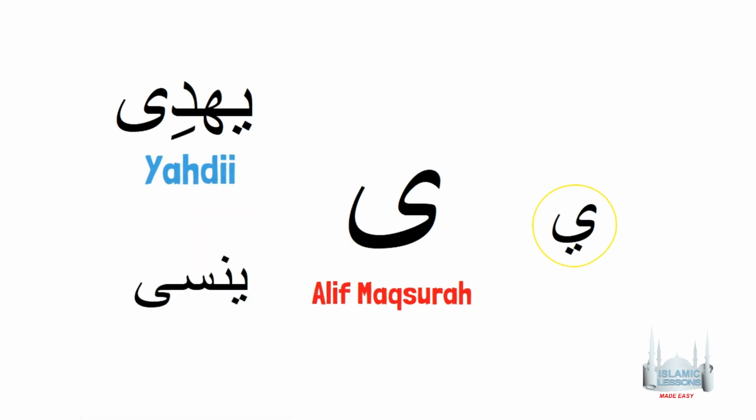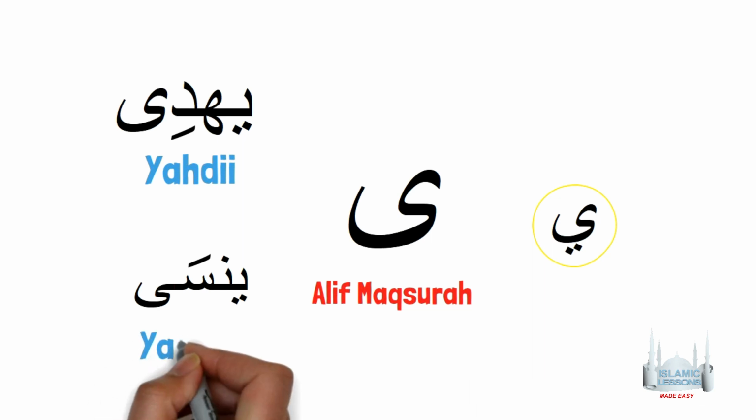But if in this example the letter before the shortened alif has a fatha, the ya is called the Alif Maqsurah, the shortened alif. It will be pronounced as yansa. It makes an a sound. We will learn what fatha and kasra mean in the next lesson.